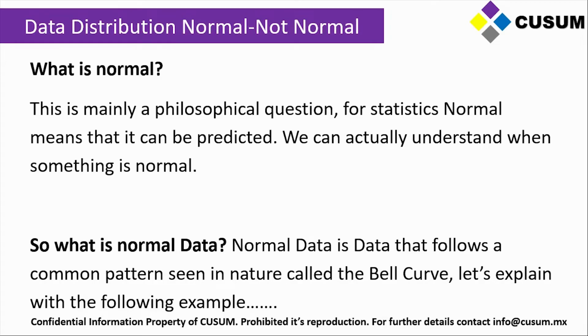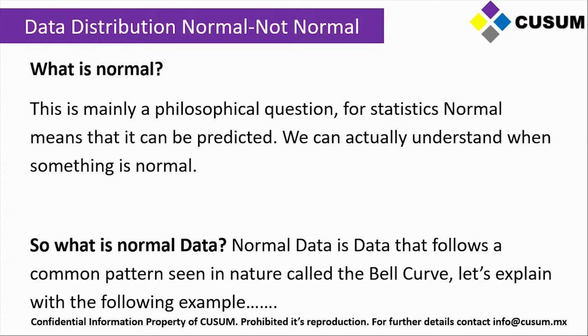Now, what you need to know is what is normal when we're talking about data. You know, this is kind of a philosophical question, but for statistical purposes, normal means that it can be predicted. We can actually understand when something is normal. So normal data is data that follows a common pattern seen in nature called the bell curve. The bell curve is a statistical concept that tells us how things tend to group up.